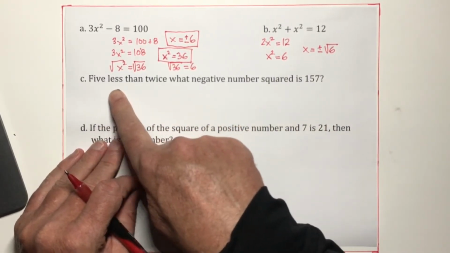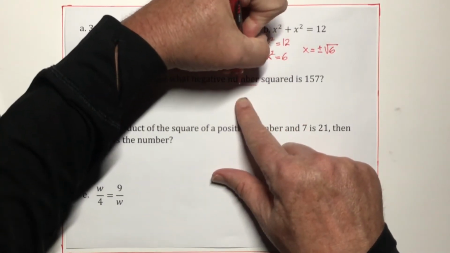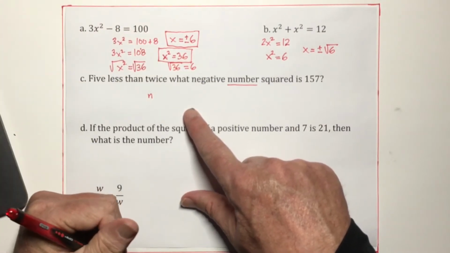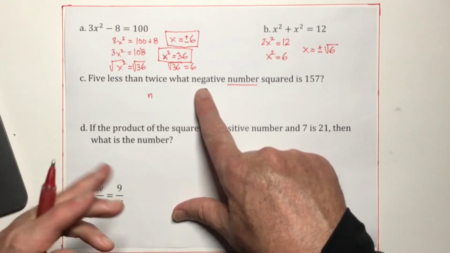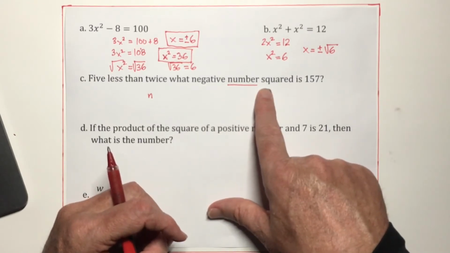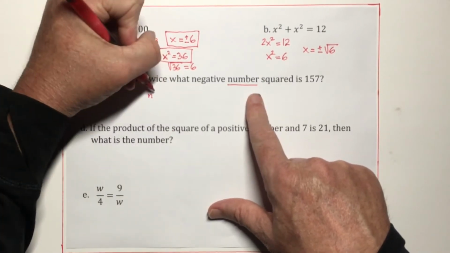Okay, C. 5 less than twice what negative number squared is 157? All right, so what are we looking for? We're looking for a number. So we're looking for that number right there. I'm going to call that number n. Now it's negative. More on that in a moment. And if I square it, oh, 5 less than twice what number squared? Good.